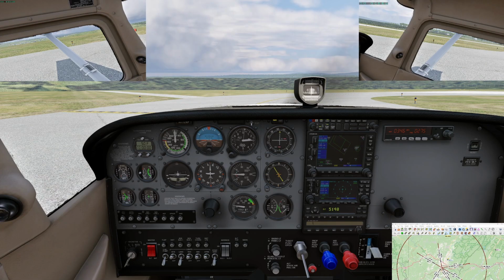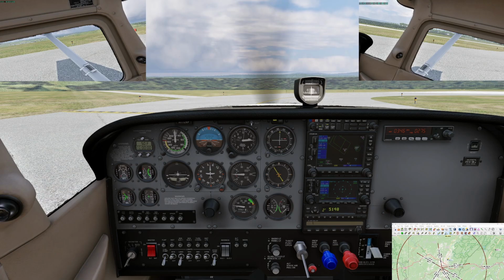All right, Greenbrier Tower, Cessna 172 X-ray Papa with information, holding short of runway 22, ready for takeoff. I'd like to proceed with the vectors in and out of the airport area there, utilizing the NDB.